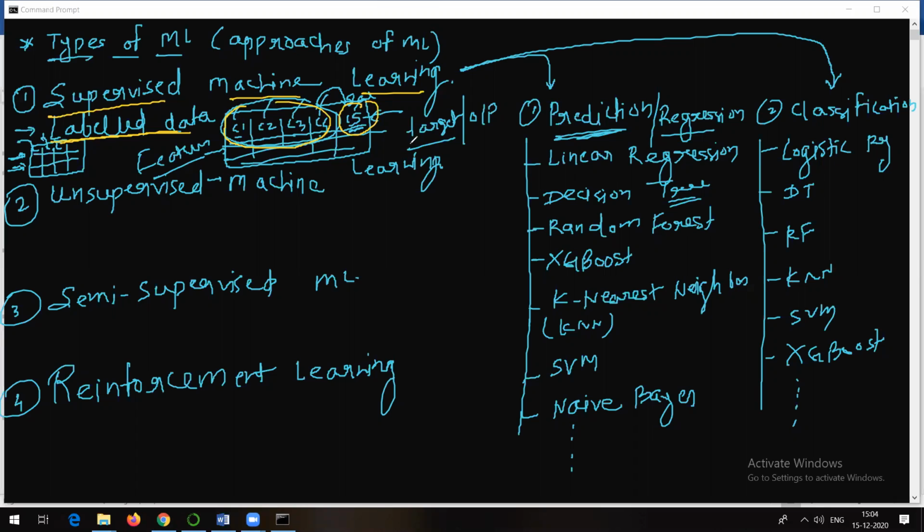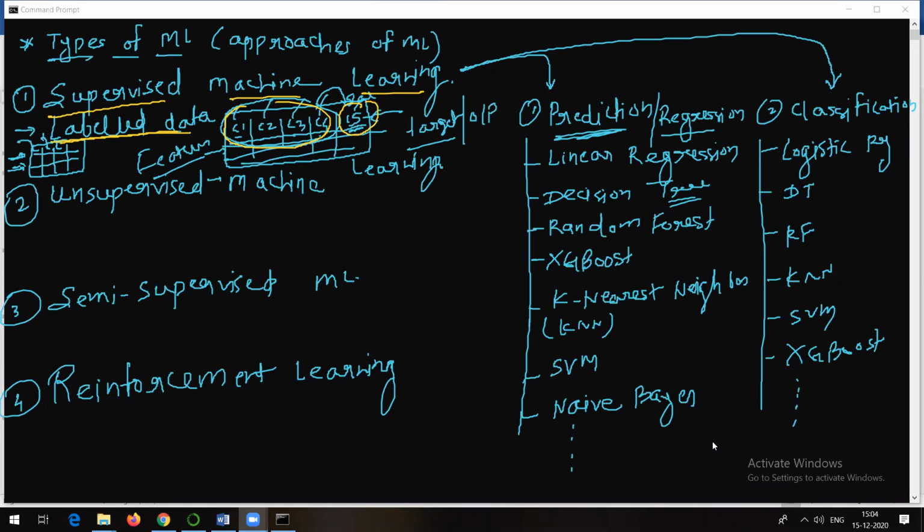So there are different examples. Predict the stock market price. That problem can be solved with the help of supervised machine learning approach. Maybe predict the marks of a student which he is going to score based on his previous performance, can be solved with the help of supervised machine learning approach. Maybe predict the chance of admission of a student for MS in a foreign university based on his scores in different exams like GRE, TOEFL, and so on.